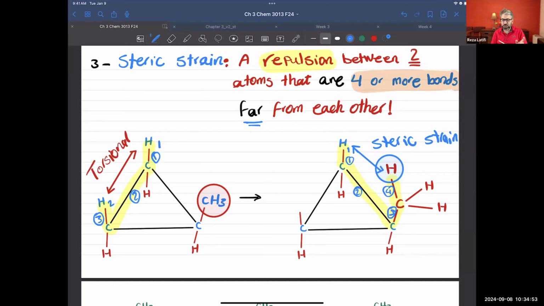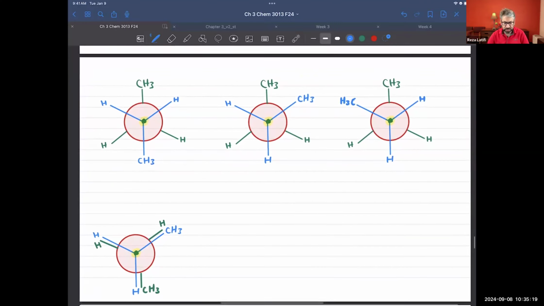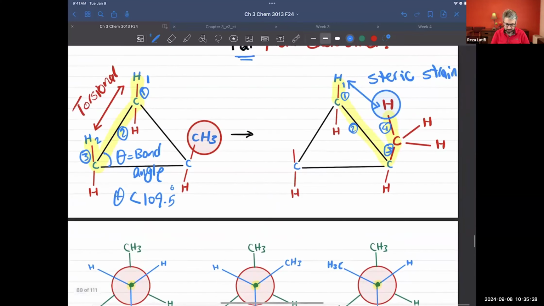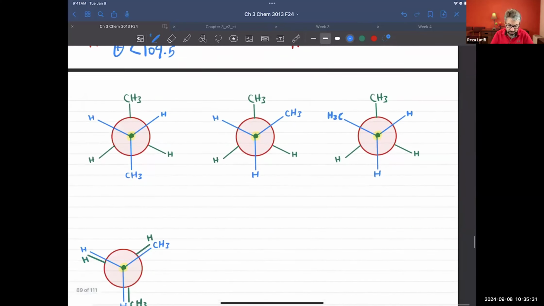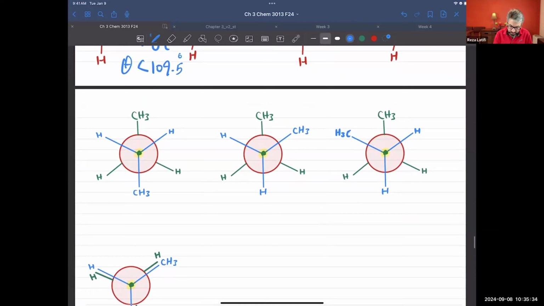When do I get the angle strain? Angle strain, theta, this time the bond angle. If the bond angle theta is less than 109.5 for a carbon with sp3 hybridization, you're going to have angle strain. Now, if you play with the theta, what's the theta in this case? Dihedral. So we're talking about dihedral. Don't mix it up with the bond angle strain.